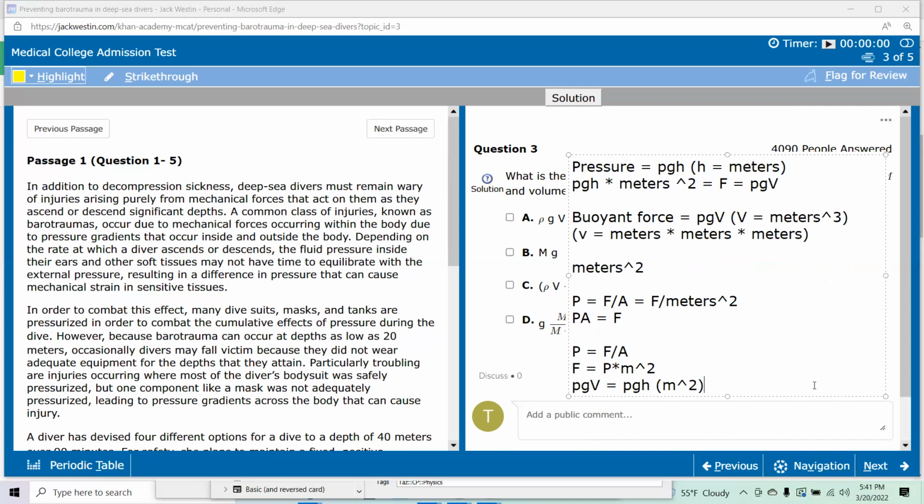Does this make sense? Because PGV, I'm going to write V out as meters times meters times meters. And that's equal to PG, and the H is 1 meter, times meters squared. Okay. Does that make sense, or should I explain it again?